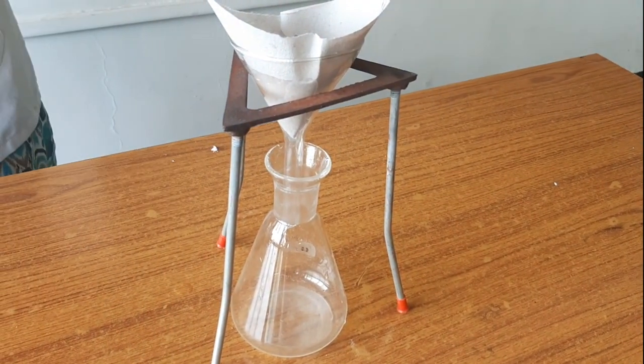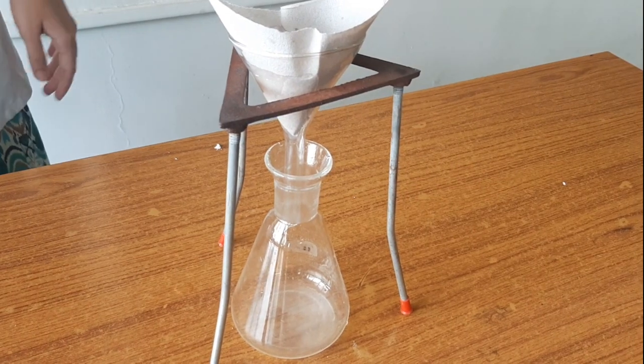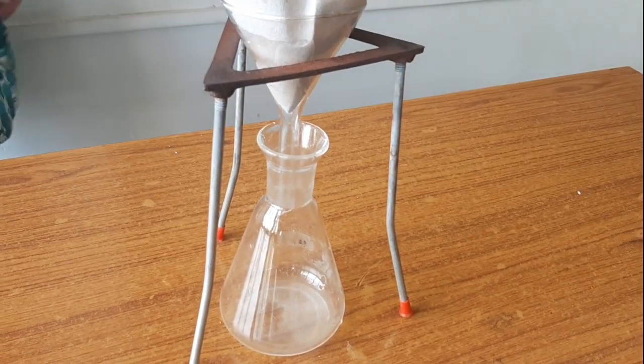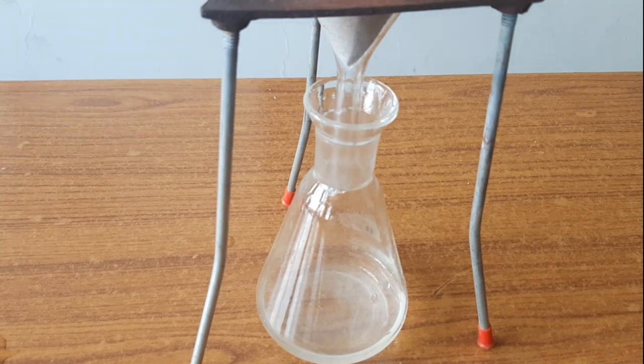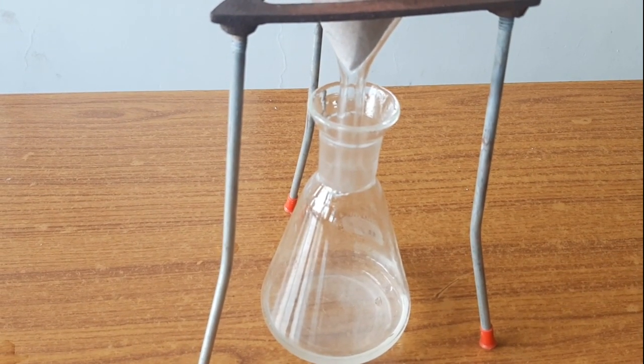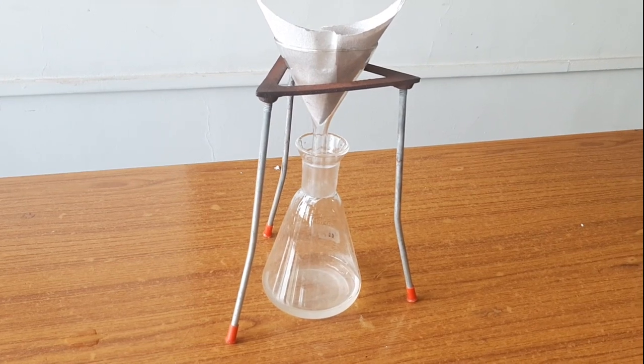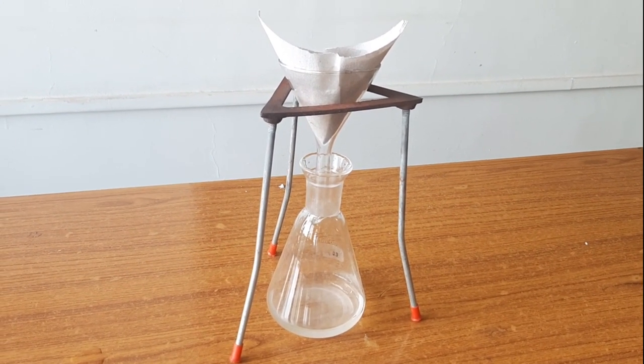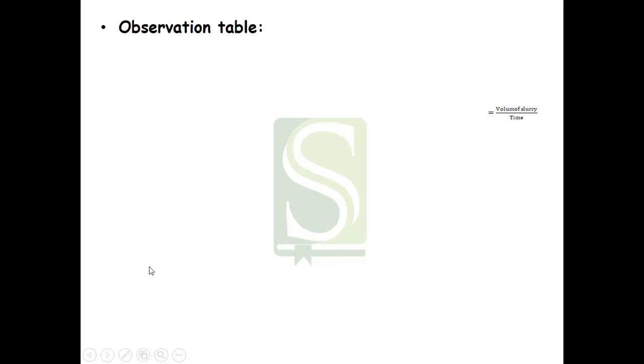We have started the time, and we will record the time. So now our process of filtration is complete, and the total time required for this filtration was 7 minutes and 24 seconds. So now we will proceed towards the observation and conclusion. Now, based on the practical, we will see the observation table for the same.